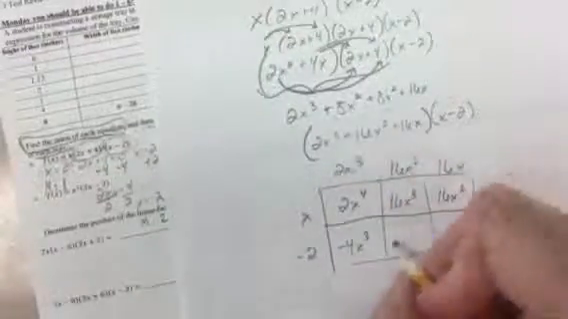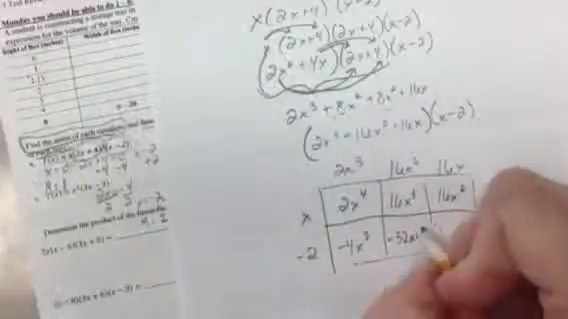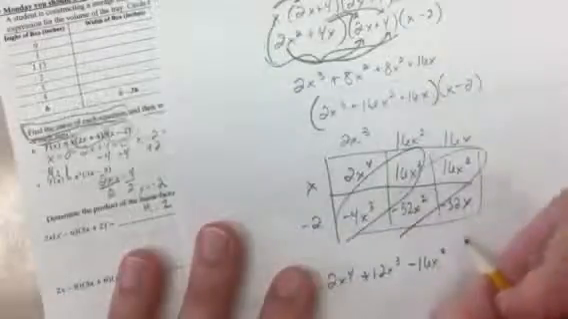Negative 2 times 2x to the third is negative 4x to the third. Negative 2 times 16x squared is negative 32x squared. And negative 2 times 16x is negative 32x. Now we just combine our like terms. 2x to the fourth doesn't have any, but these two are like terms, so that's positive 12x to the third. These two are like terms, so that's negative 16x squared, leaving negative 32x. This is our final standard form.